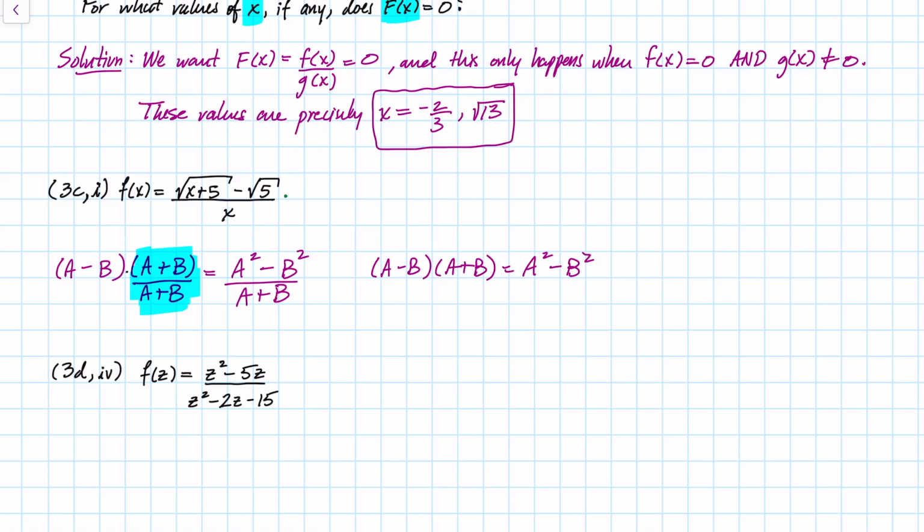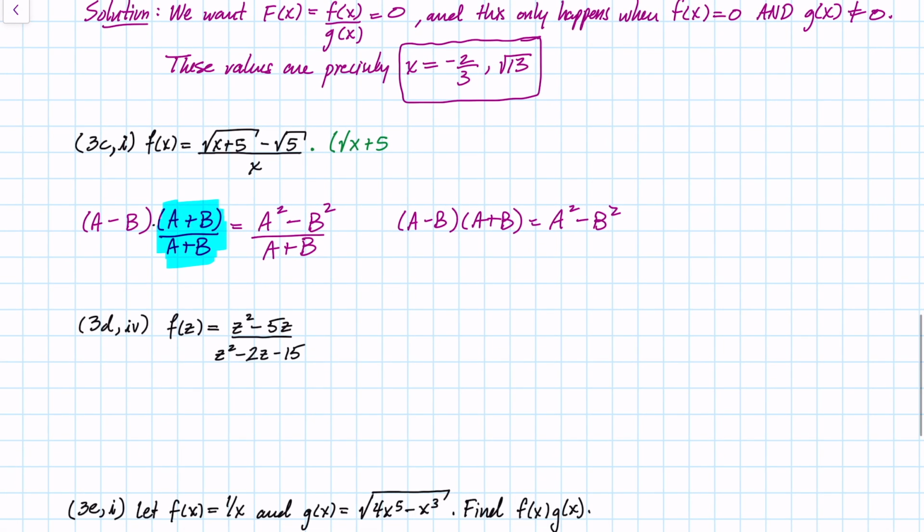We're going to multiply by the conjugate of the numerator. The conjugate is simply changing the sign on the second term. So this is square root of x plus 5 plus square root of 5. And we don't want to change the value of that function, so we have to divide by the same quantity. So let me do it like this: square root of x plus 5 plus square root of 5, okay?